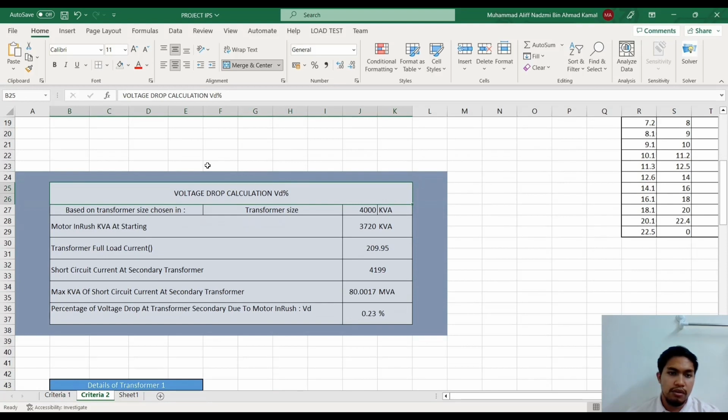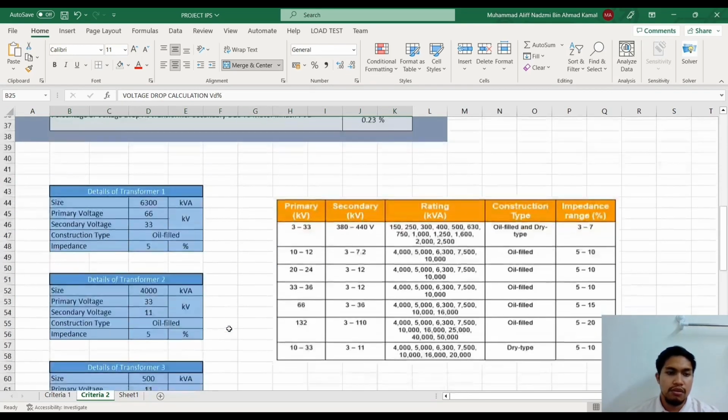Based on the values that we have calculated, the motor inrush starting kVA is 3720 kVA, the full load current is 2009.95, and the short circuit at the secondary of the transformer is 4199, with a maximum short circuit kVA of 80 MVA. The percentage that we obtained is 0.23%, which is below 10%.